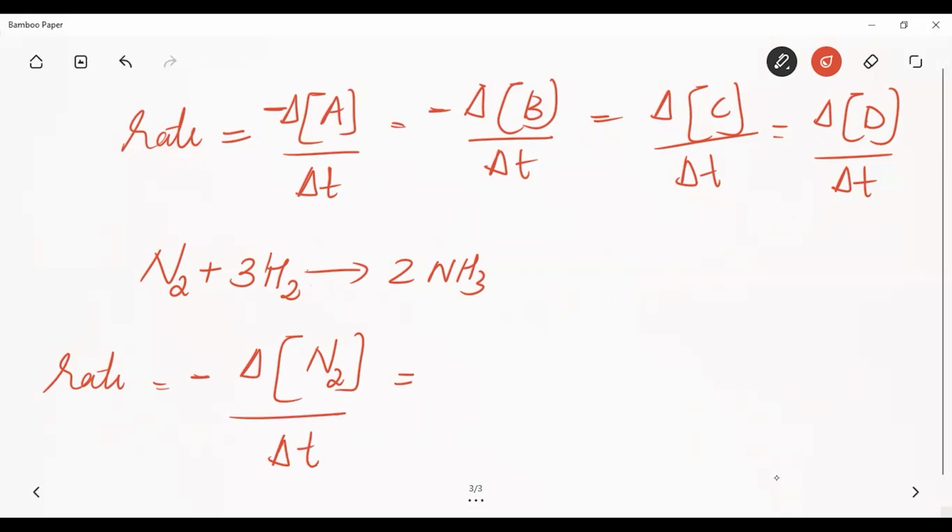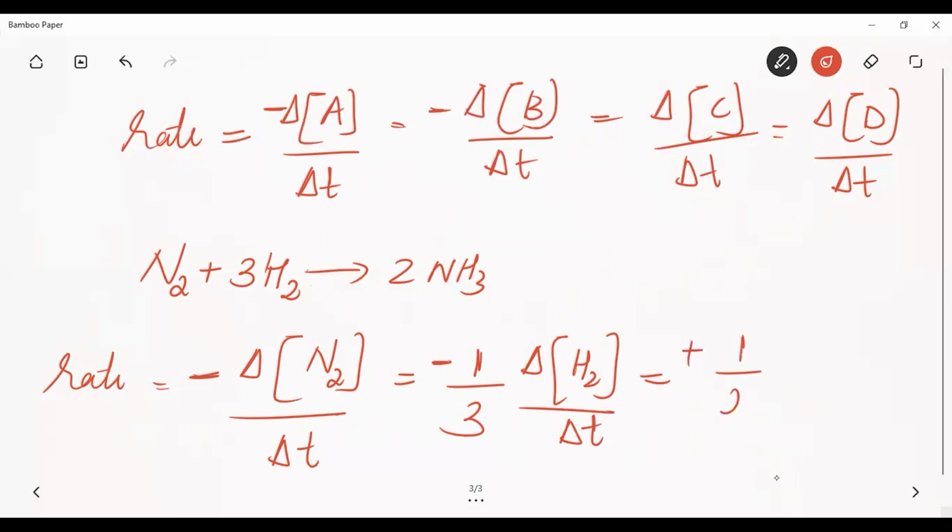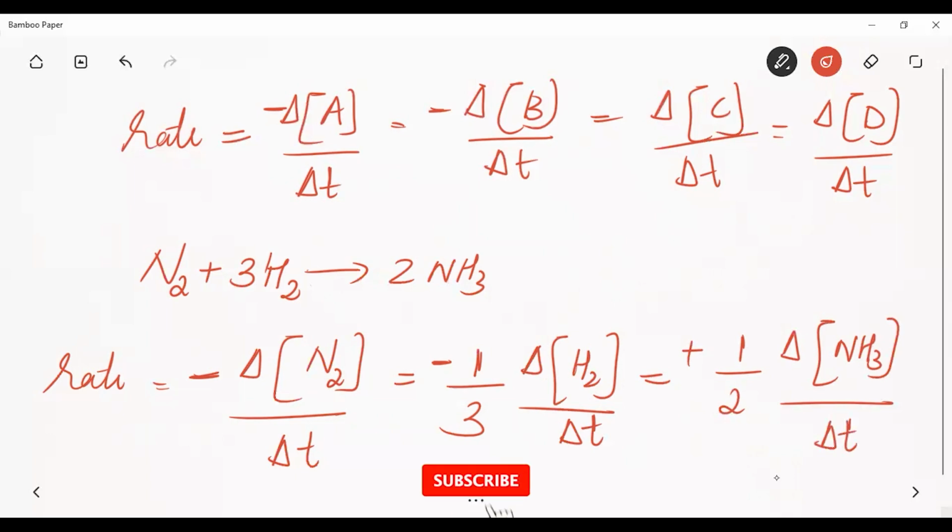That is equal to, okay, hydrogen, right? Minus, it is also a reactant, so you have to put a minus. Here 3 moles of hydrogen, right? You have to divide by 3, so 1 by 3 delta concentration of hydrogen by delta T. And it is also equal to, let us write in terms of products, 1 by 2 delta concentration of NH3 over delta T. Either in terms of reactants or products, you can write down the rate formula.